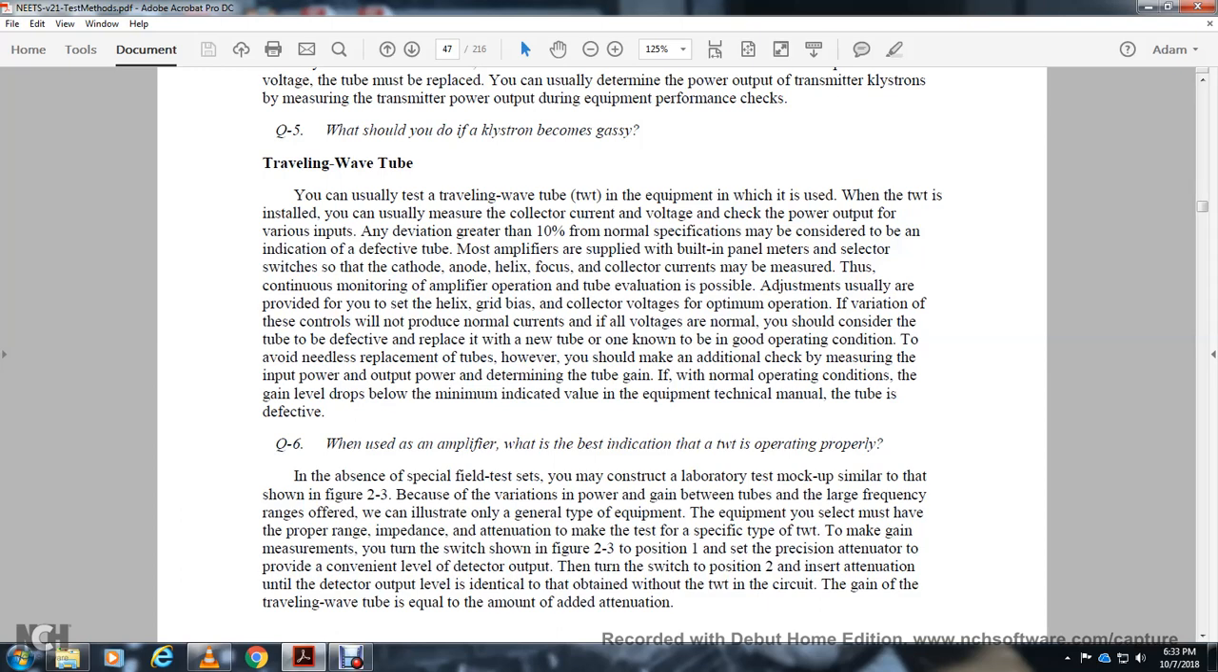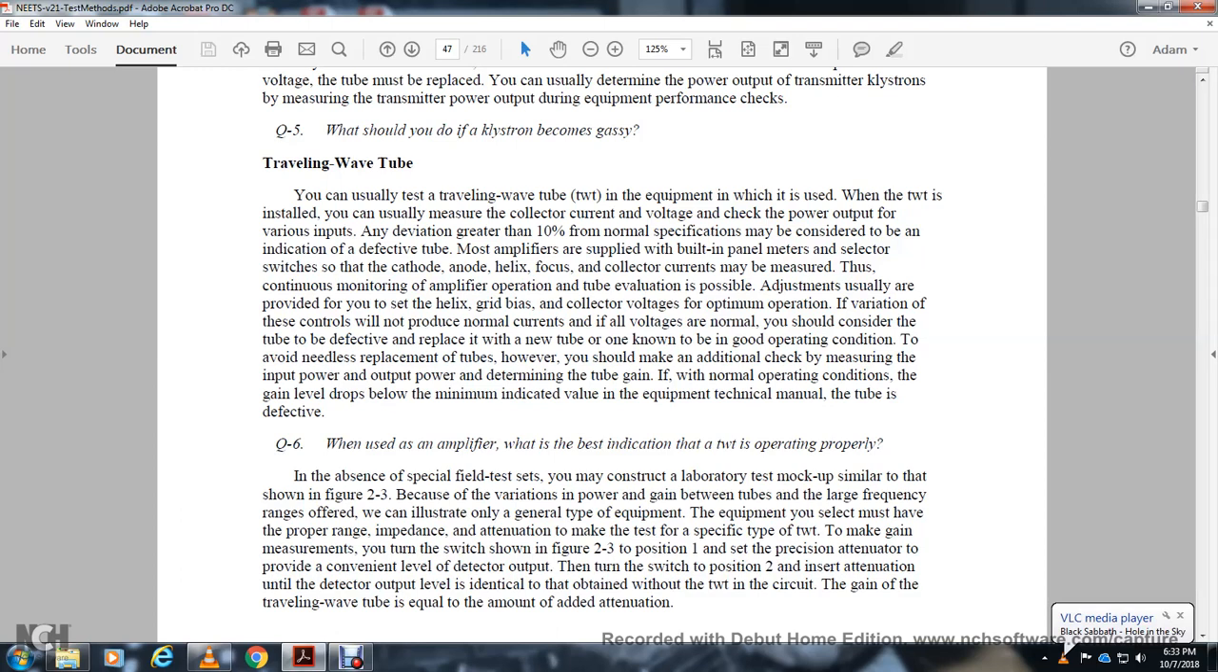A mock-up similar to that in figure 2-3 can provide variation in power input and gain between the tube, with a large frequency range, to illustrate the general type of equipment. You may select the main type with the proper range and impedance for the specific type of traveling wave tube.